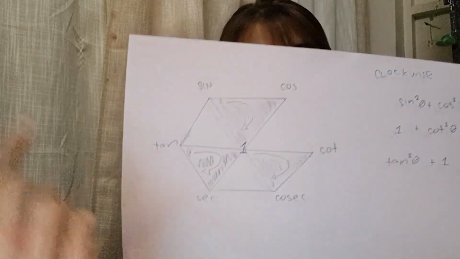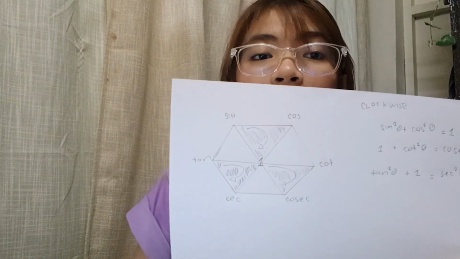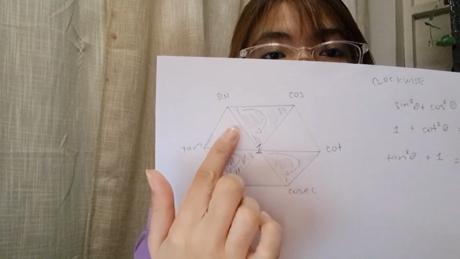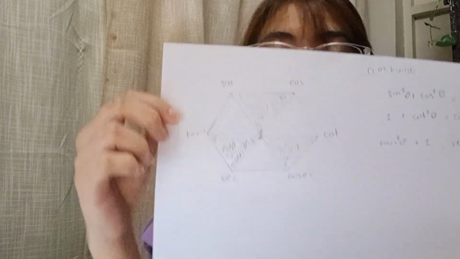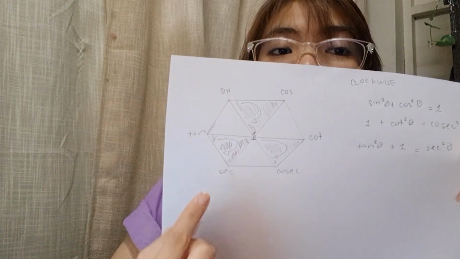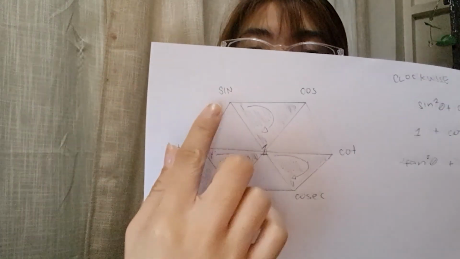Other identities that we can find at our superhexagon are the Pythagorean identities, and we'll be talking about that in this part. So, as you can see here, we have our superhexagon, and going in a clockwise direction in this part, we will be finding 3 Pythagorean identities. We will be focusing here at the 3 triangles that I have shaded, going in a clockwise direction.